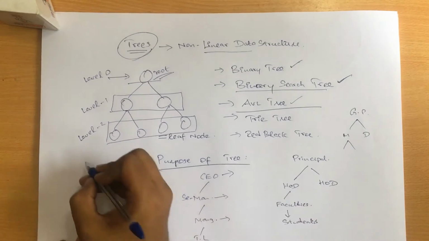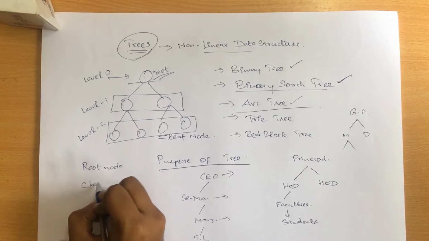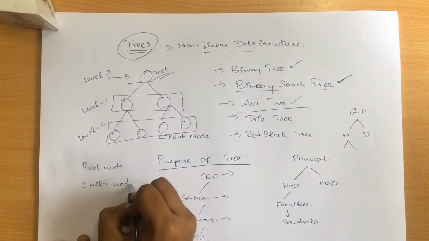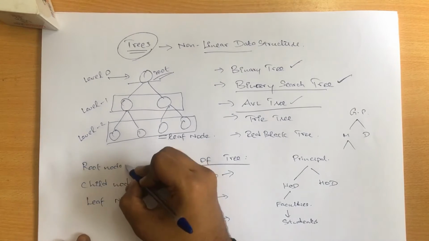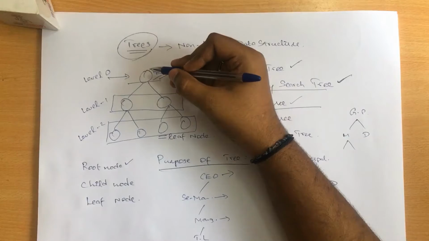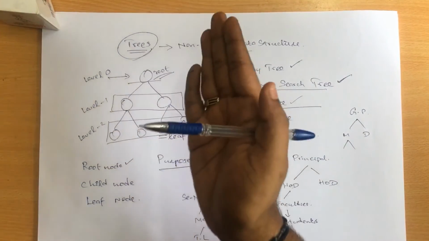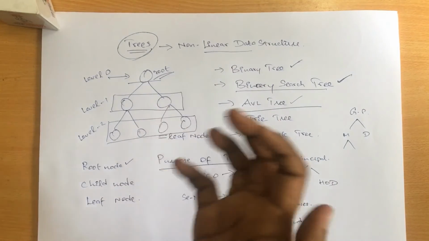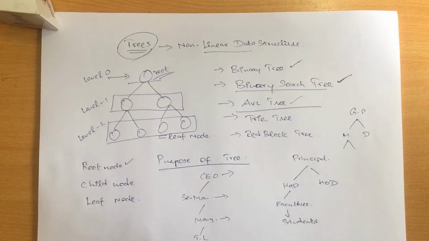So we have discussed the root node, child node, and at last we have discussed the leaf node. So I'll repeat this once again. The root node is nothing but always the top of the tree. A child node is nothing but all the nodes that take a branch from your root node, and a node without any children is called a leaf node.